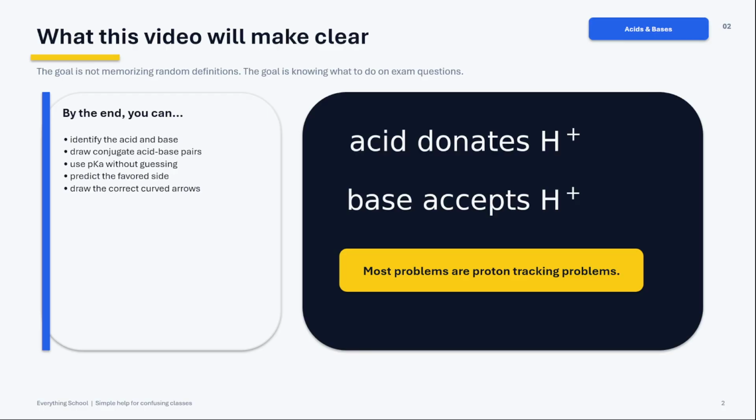The most important sentence on this slide is at the bottom. Most problems are proton tracking problems. That means when you feel stuck, start simple. Ask which molecule loses H+, which molecule gains H+, and what forms after that proton moves. If you can answer those questions, you are already doing the main part of acid-base chemistry.